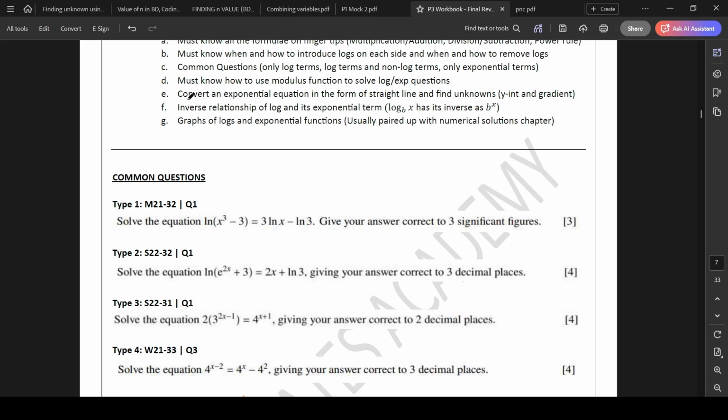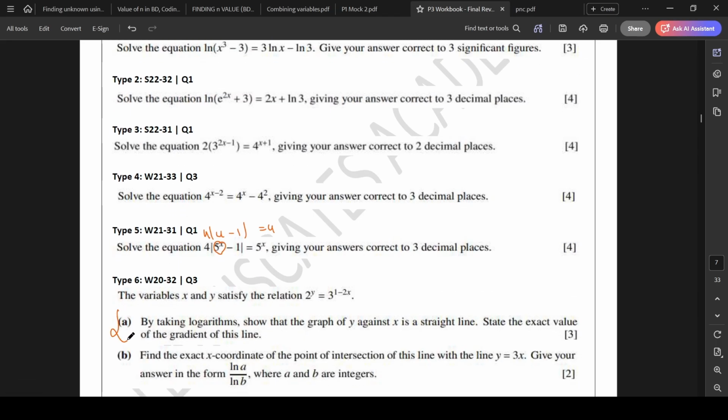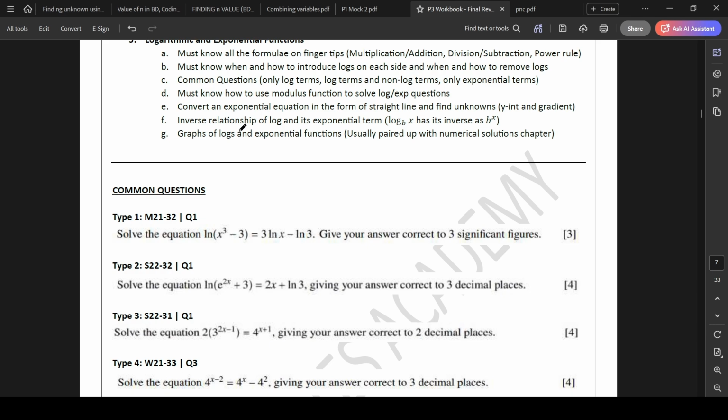Apart from that, you should know how to convert an exponential equation into the form of a straight line. I am talking about this part. And then there should be a clear-cut understanding of the inverse relationship between the log graphs and the respective exponential format. I'll show this to you on Desmos in a couple of seconds. And lastly, you should know graphs of logarithms and exponential functions are usually paired up with the numerical solutions chapter, because you must have seen that in the numerical solutions chapter, they ask you to sketch the graph and show where the point of intersection is.